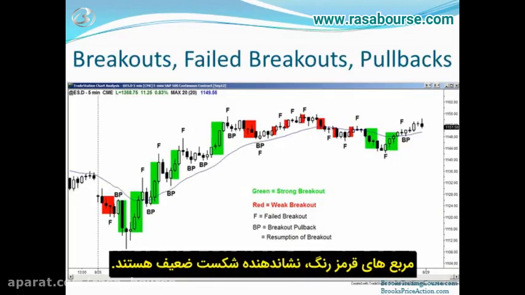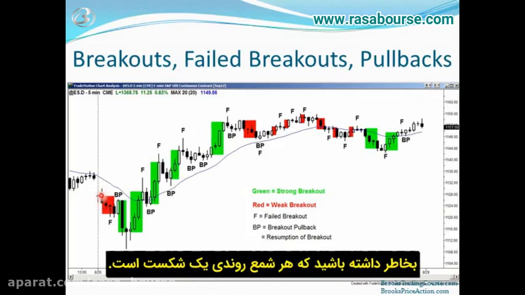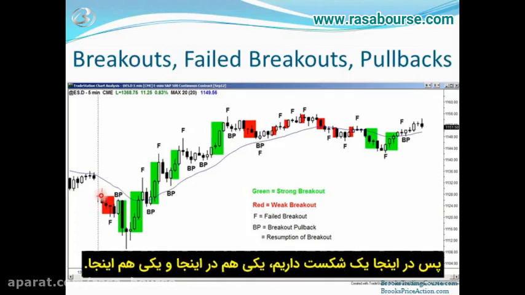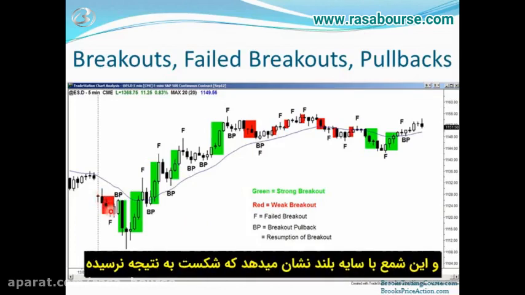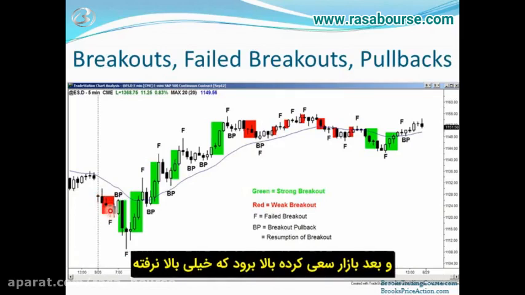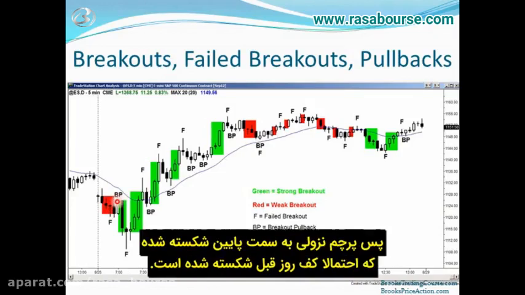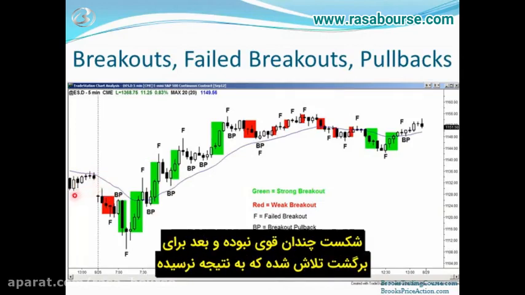The red boxes are weak breakouts. Remember, every trend bar is a breakout. So here's a breakout attempt, another one, and here's the failure, the big tail. The market tried to go up, didn't go very far, and it became a pullback from the breakout. So we broke below this bear flag, probably below yesterday's low. Not a very strong breakout.